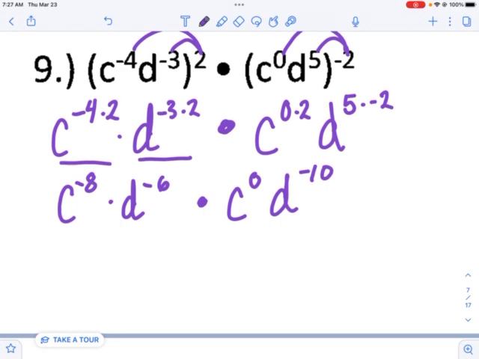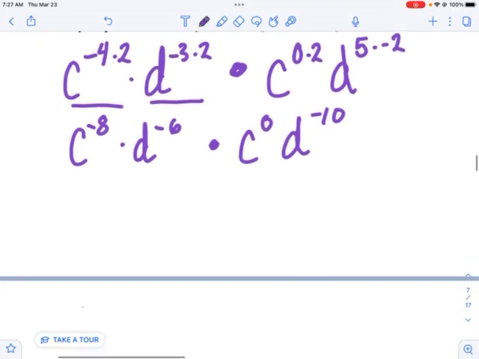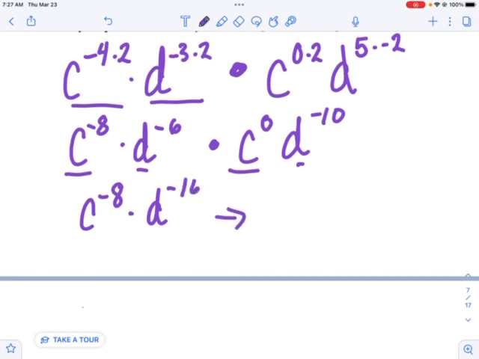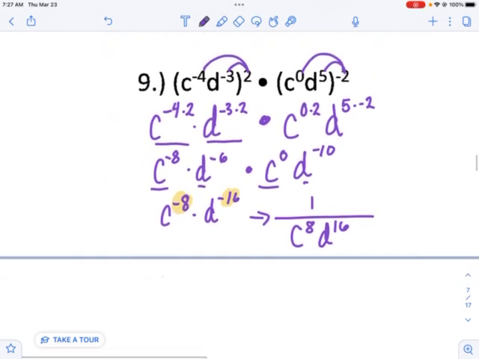Again, taking these step by step. I can combine my c's, right? I can use my product rule. Negative 8 plus 0 is negative 8. So I have c to the negative 8 times d to the negative 16. And when I rewrite that using positive exponents, they're both negative, so I'm going to send them both downstairs. I have 1 over c to the 8th times d to the 16th. So again, this one was a little tricky.